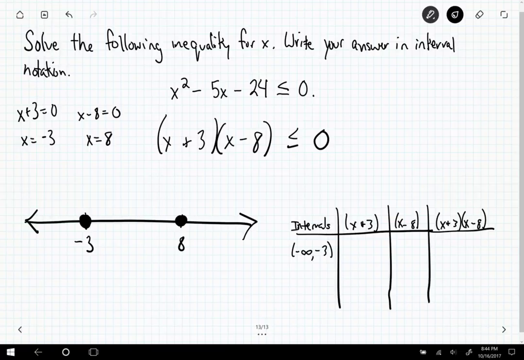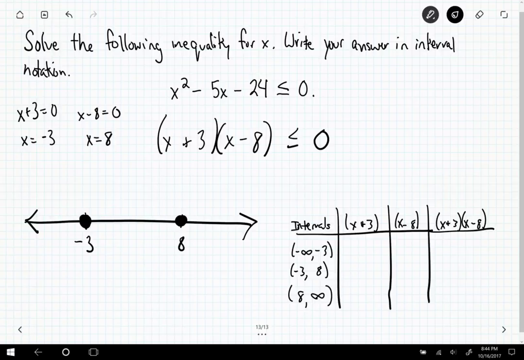Our second interval is from negative 3 to 8. And notice I'm putting open intervals for right now, but that won't necessarily mean it holds in the final answer, because remember, we have equality, so we will have some square brackets involved. This is just checking everything other than those points, because we know those equal 0. And so then we go 8 to infinity. Okay, so what happens? Well, we pick a number from the given interval and plug it into each equation.